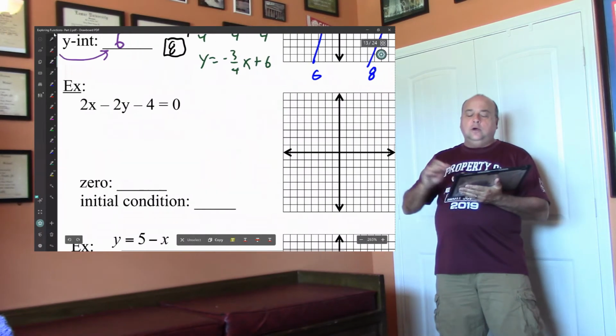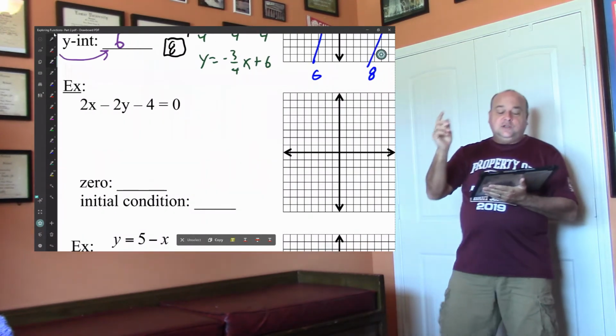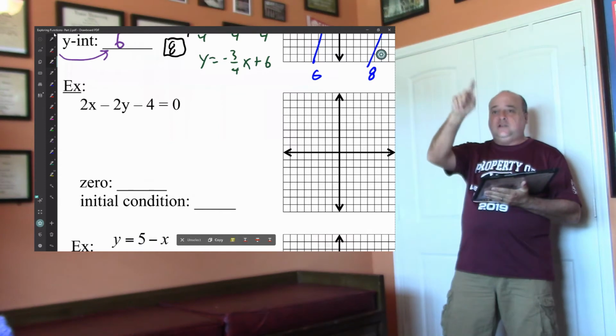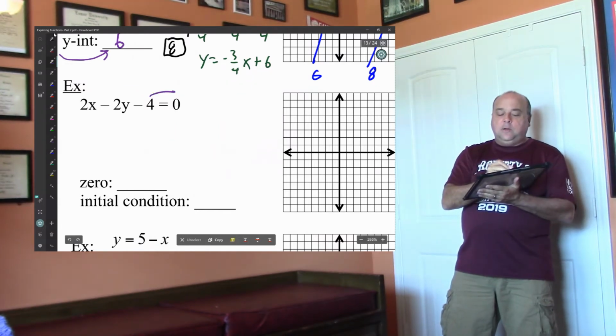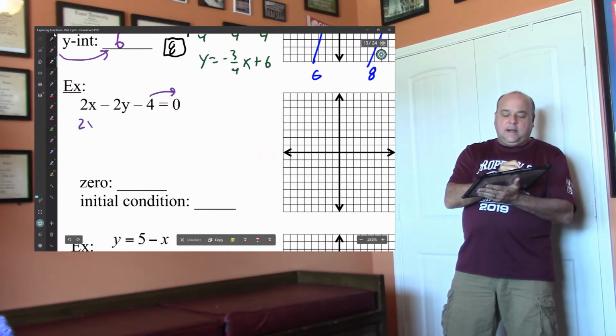Okay, on this one right here, I'm going to do it both ways. So let's get standard form first. I want x, y equal the number, right? I'm going to move this 4 across, and I'm going to write down 2x minus 2y equals 4.